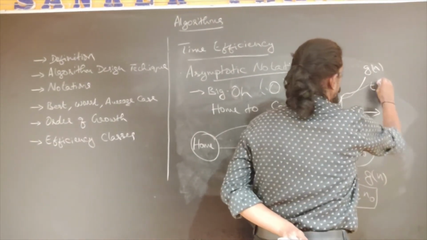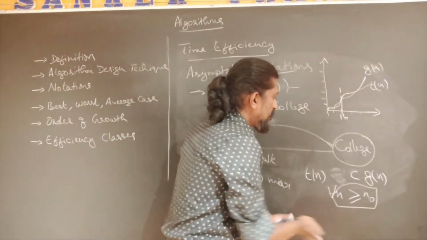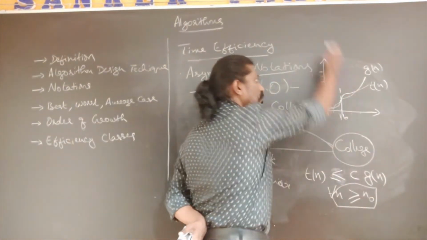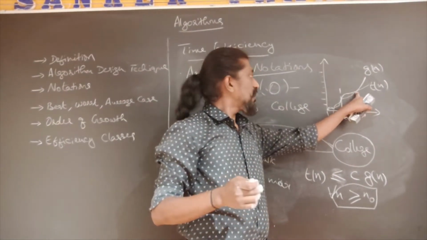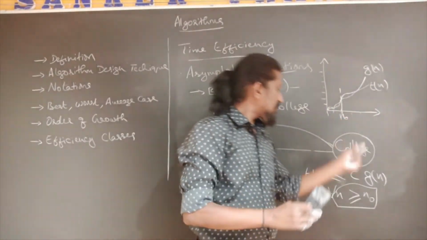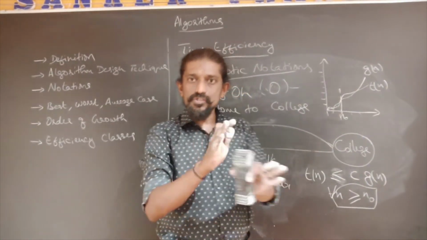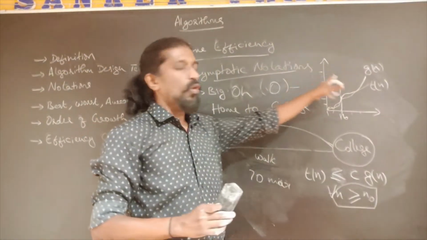Okay, so here what we are telling is, t of n will always be less than or equal to c into g of n. So it will never go beyond. It means I am giving you assurance that my algorithm will not take more time than this g of n. That is the maximum time it takes. It takes less than that, or at most equal to that. More effort than that is not at all required for me to solve this particular problem. So that is the O notation.